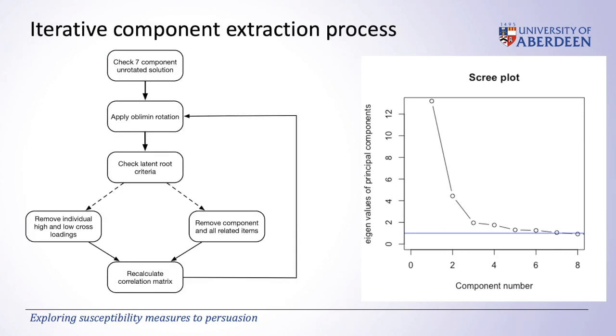In practice, this is the process we followed. We first inspected a 7-component unrotated solution before applying Oblimin rotation to improve interpretation. We then apply our criteria, checking that all conditions are fulfilled. Where a component does not meet the latent root criteria, it is removed together with all items related to that component. Next, we recalculate the correlation matrix and check whether the remaining components meet the latent root criteria. In the event this condition is satisfied, we remove any high and low cross-loadings individually and repeat the process.